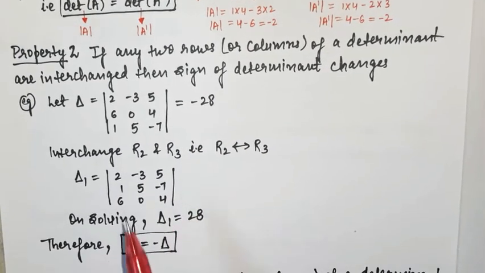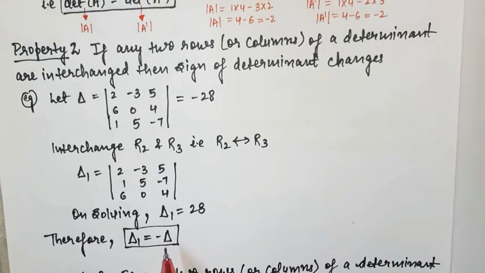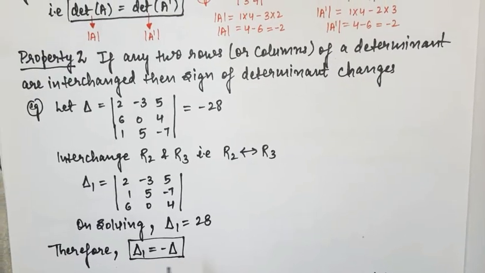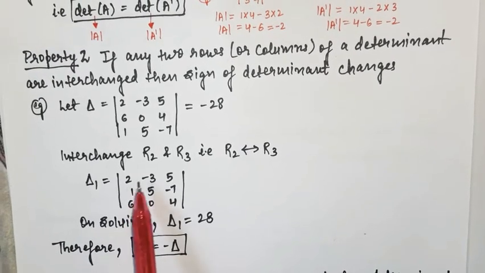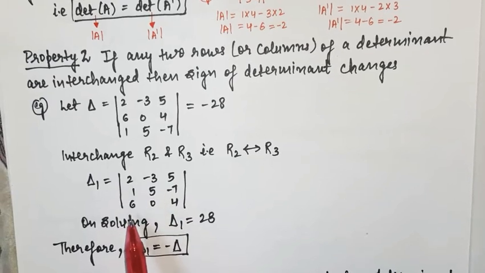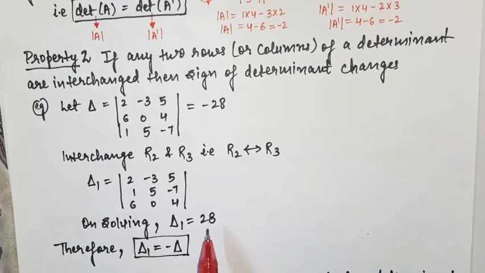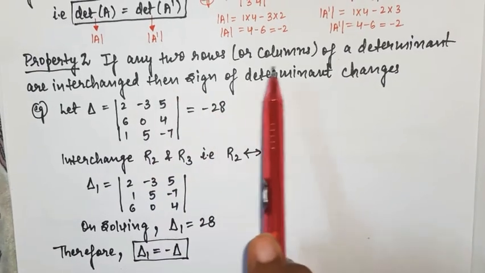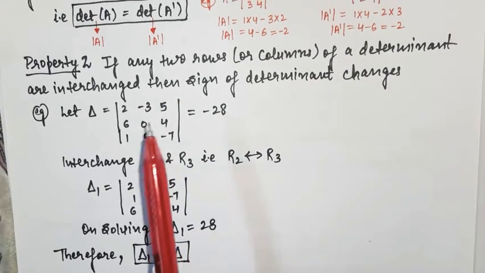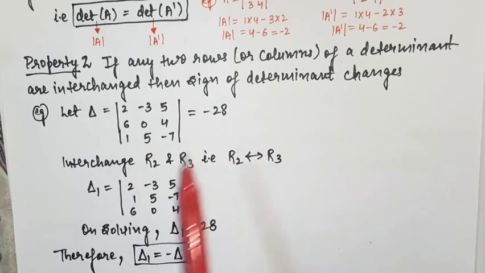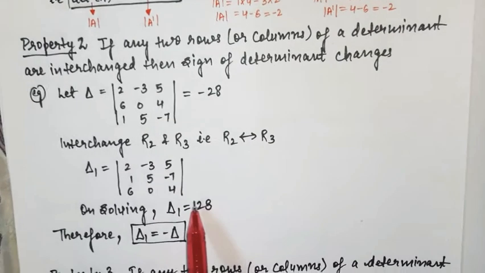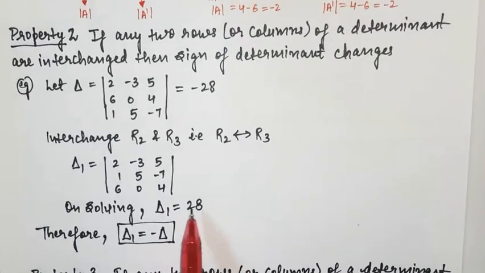If I again apply an interchange of C1 with C2, next time, interchanging these two columns, I will get minus 28. The rule is, whenever we change any two rows or columns of a determinant, the sign of the determinant changes. That means the value will have the negative sign.